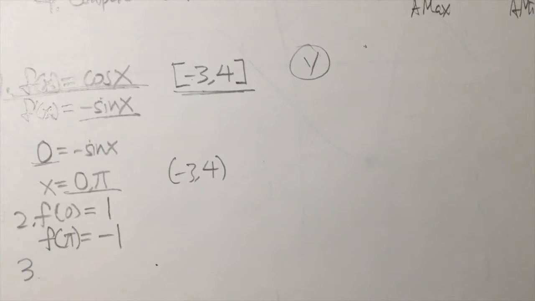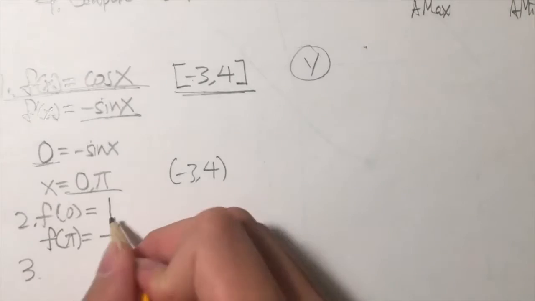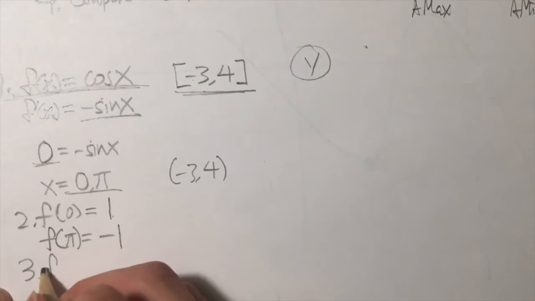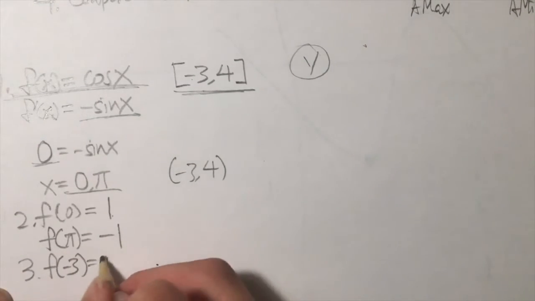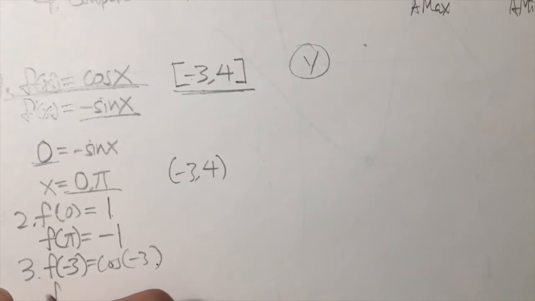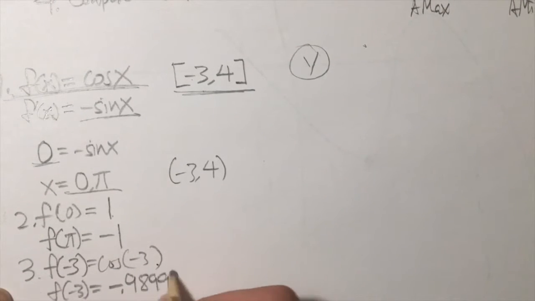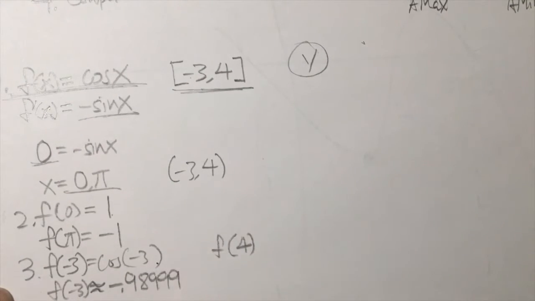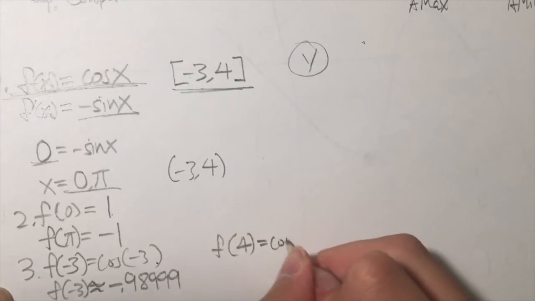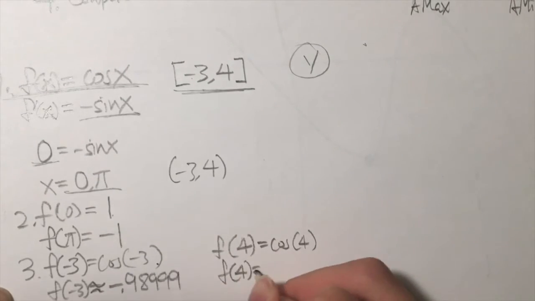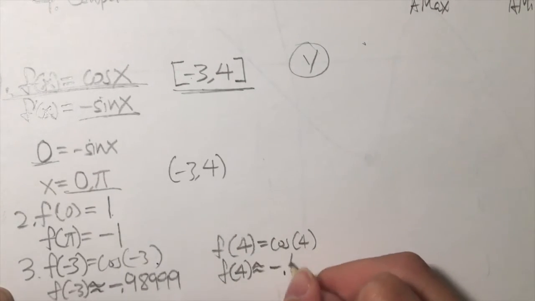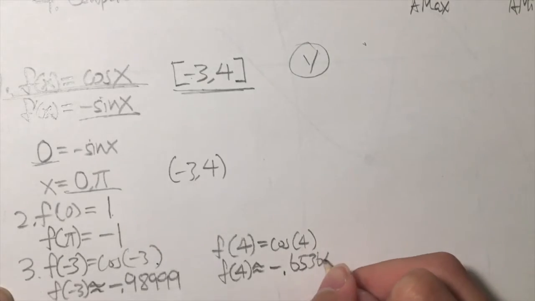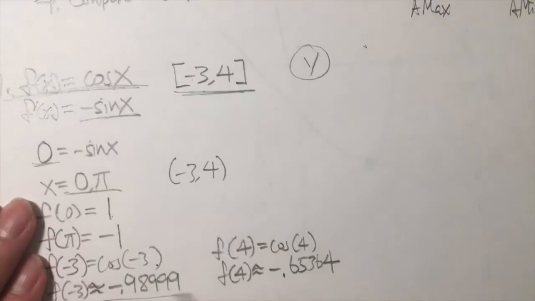Step 3, find the y values of the endpoints, so that we can compare these points with the endpoints. So endpoint 1 is -3, so let's plug that in. And that gave me around negative 0.99. And plug in 4, which is the other endpoint. We will get around negative 0.65364. Those are approximate values.